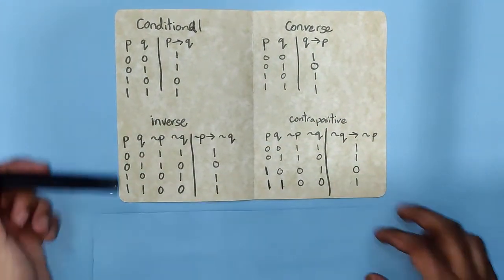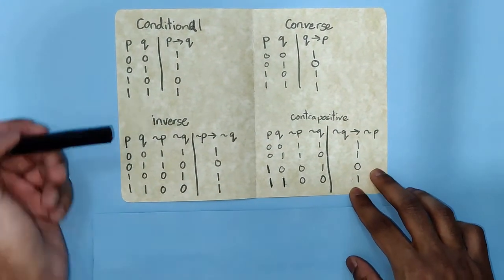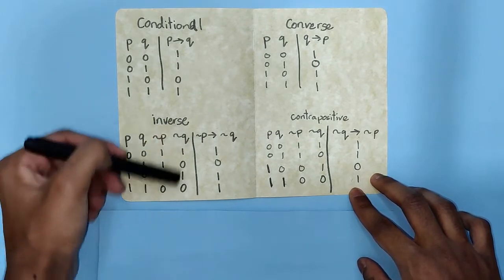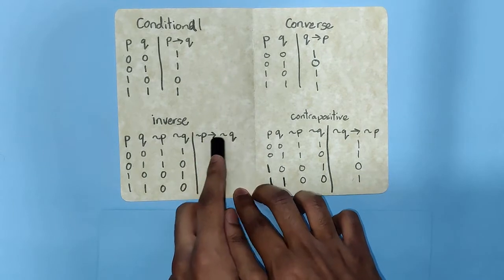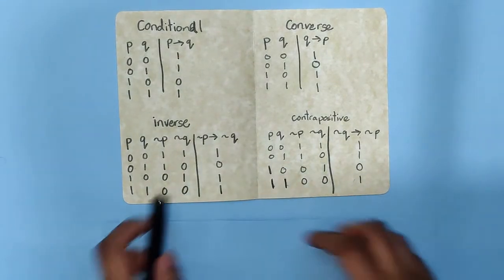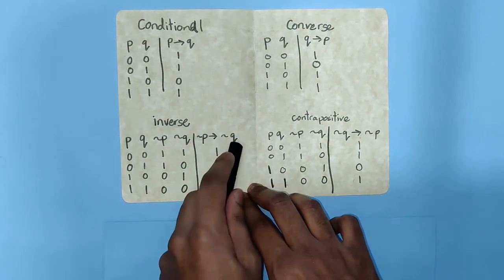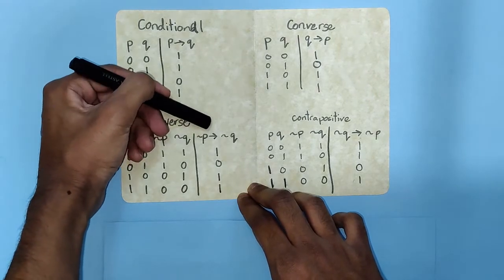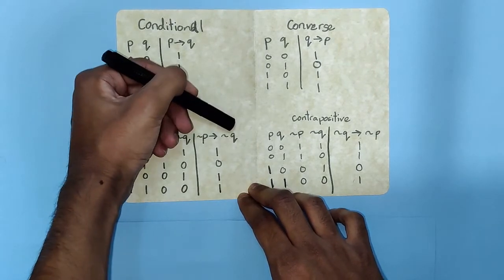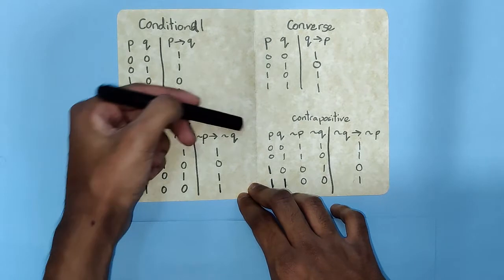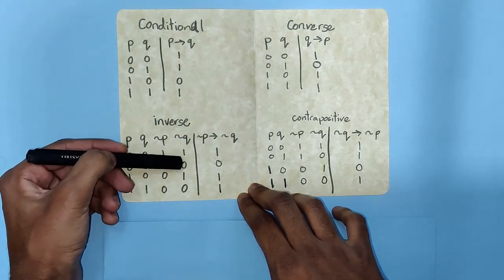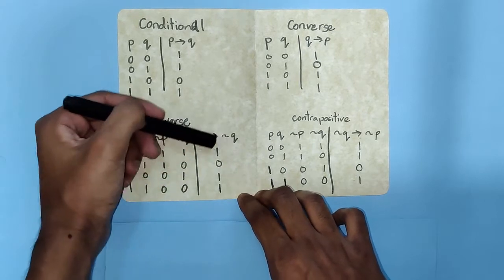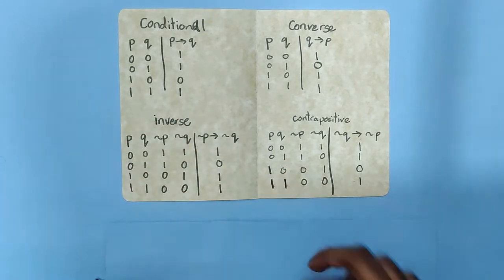For the inverse, you have to draw out not P and not Q afterwards, and then look at not P implies not Q. So when will this be false? This will be false when this is true, but this is false, when this is 1 and this is 0. So we look for that in this table, and we get 1, 0, therefore 0. And in every other case, it will be true.